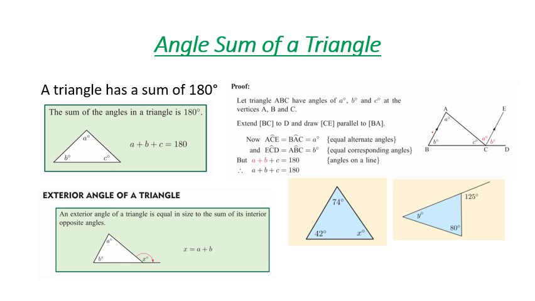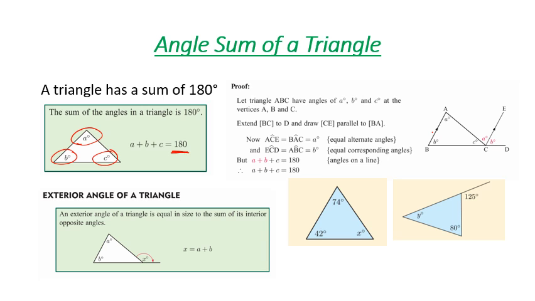Now it's very important to understand that the sum of the angles in a triangle is 180 degrees. So if we look at the diagram we've got here, where we've got angle A, angle B, and angle C, when we add all those together, we end up with a total of 180.